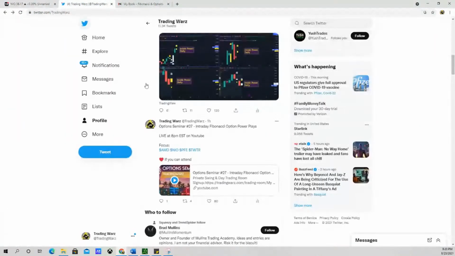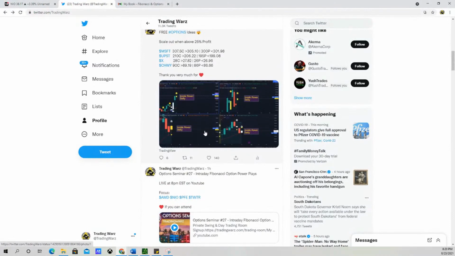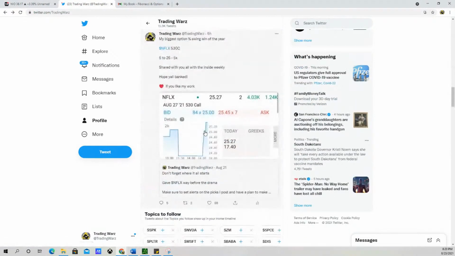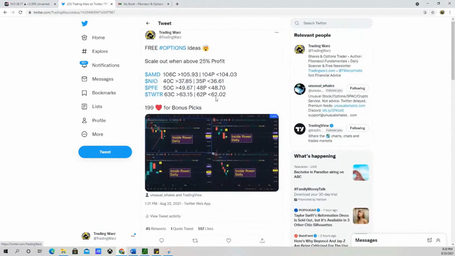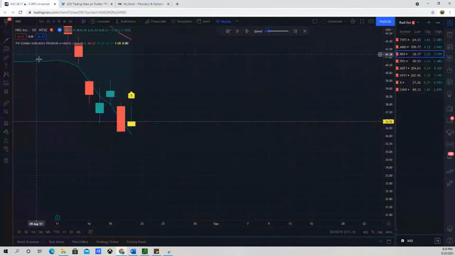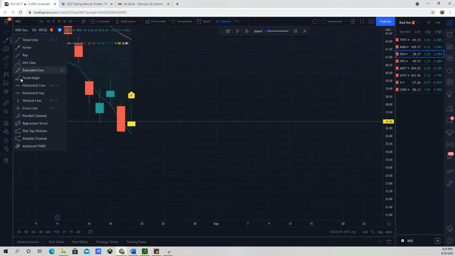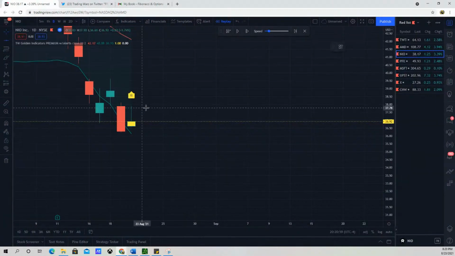So let's go ahead. Let me find my trigger. My trigger disappeared on the chart for some reason. I don't know why. Sometimes I put my lines on there and they just disappear magically. But anyways, it was 37.85. So I'm just going to go ahead again and I'm going to draw this line for us. 37.85.